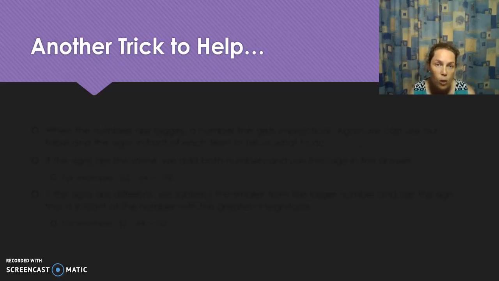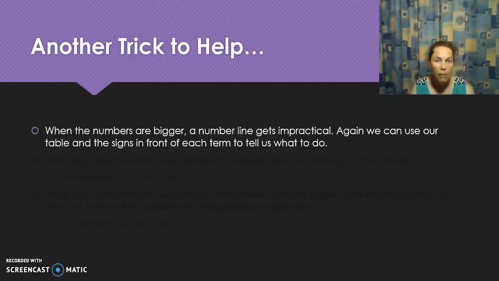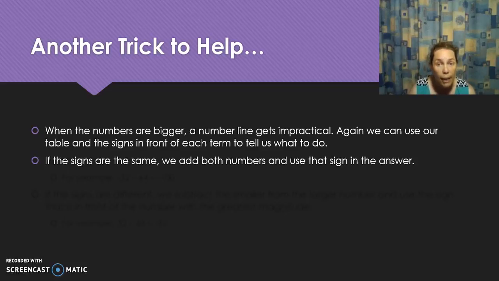There's another trick to help us, particularly when the numbers are bigger, because a number line in those cases gets really impractical. So again, we can use our table and the signs in front of each term to tell us what to do. If the signs are the same, we can add both numbers and then use that sign in the answer. For example, -32 minus 64, well, both signs are negative and they're the same, so we add the two numbers together to get 100, and then because we have negative signs, it becomes a -100 in the answer.